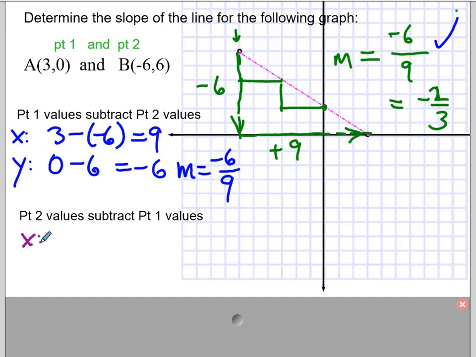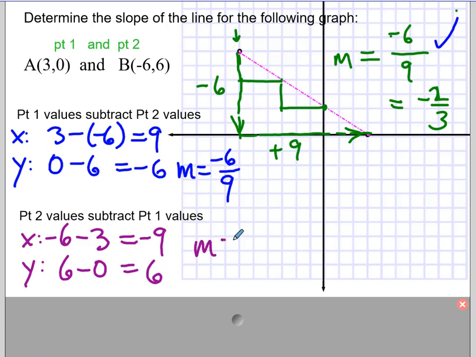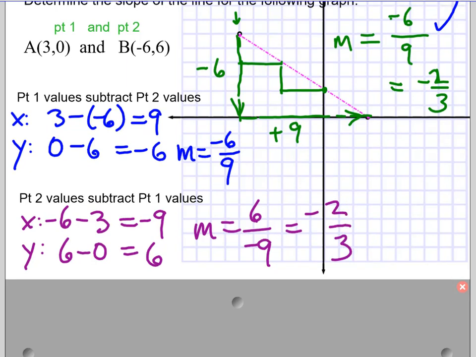x value -6 minus 3, so there's -9 this time, of course, and then y values 6 minus 0, and that's 6. So if we write our slope for that one, that is 6 over -9, and we still get -2/3, which isn't a big surprise because it's the same question.